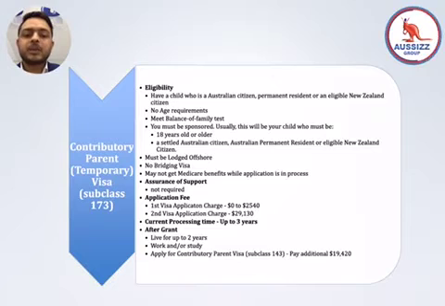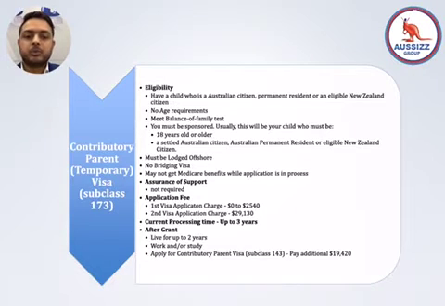Now, the second visa application charge, which is $29,130, is per parent. So a lot of people get confused here as well, whether this fee, either $43,600 or $29,130, is for both parents or one parent.